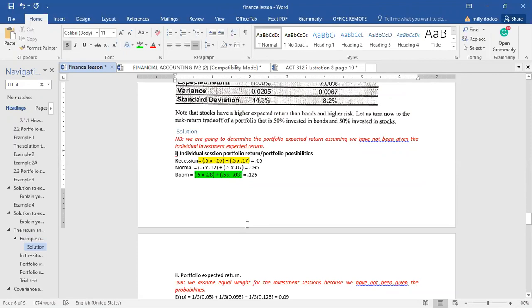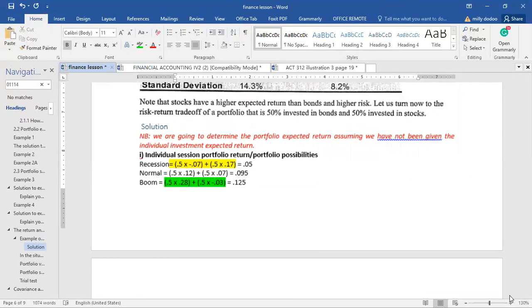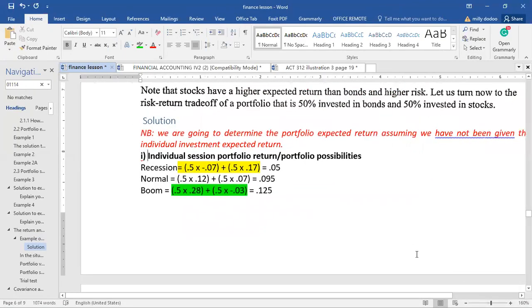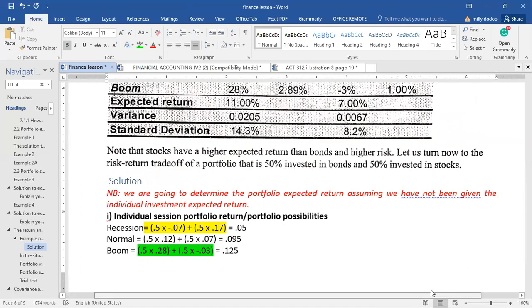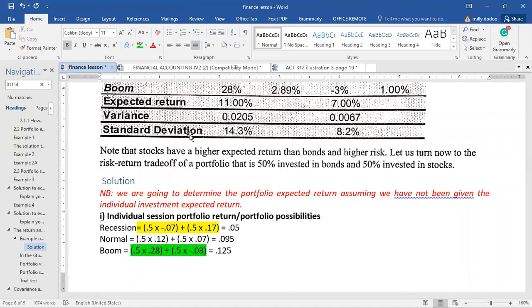Now let's carry on. Now we know our individual possible return or the sectional portfolio returns to be 0.05, that is 5%, 0.095, that is 9.5%, and then 0.125, that is 12.5%. Now, the question is, what is the portfolio expected return?